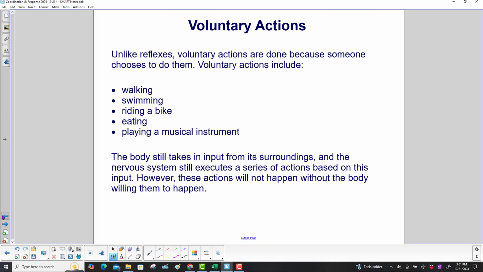Unlike reflexes, voluntary actions are done because someone chooses to do them. They include walking, swimming, riding a bike, eating, playing a musical instrument. The body still takes an input from its surroundings, and the nervous system still executes a series of actions based on this input. However, these actions will not happen without the body willing them to happen.